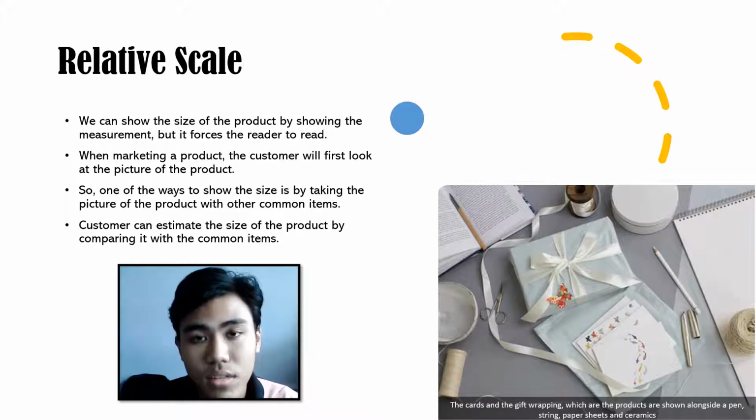In this way, customers can estimate the size of the product by comparing it with common household items such as pencils, pens, car keys, pottery, etc. For example, the picture on the left shows the cards and the gift wrapping, which are the products, being taken alongside a pen, string, paper sheets, and ceramics. In the picture, we can see that the length of the gift card is equal to the length of the pencil. So the customer can estimate the size of the card, which is the product, without looking at the website.